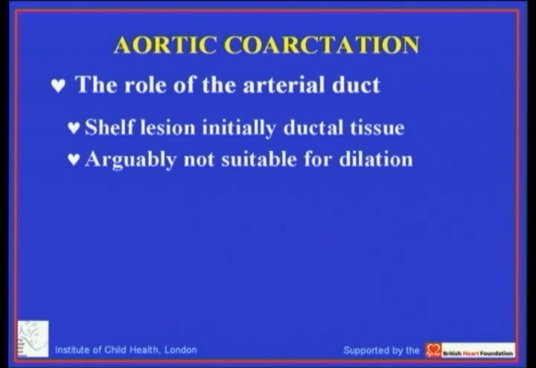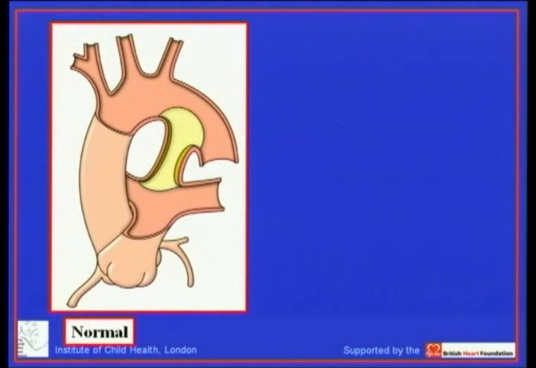And it's important to recognize this because now we know that that shelf lesion is arguably not suitable for dilation because the obstruction will recur. And so the situation, as shown by Wielenka and Dankmeyer, was to point out that there was a marked difference in the normal situation, where, as you see, the ductal tissue shown in yellow does not extend to surround the entirety of the aortic arch.